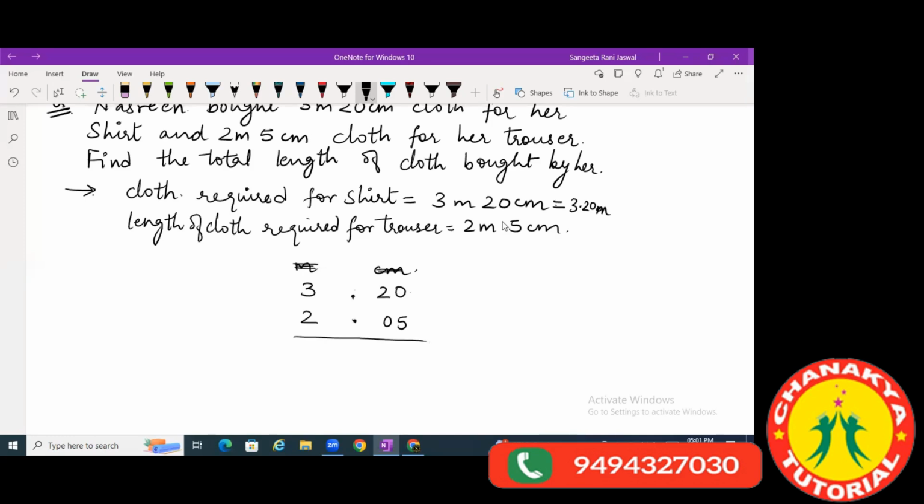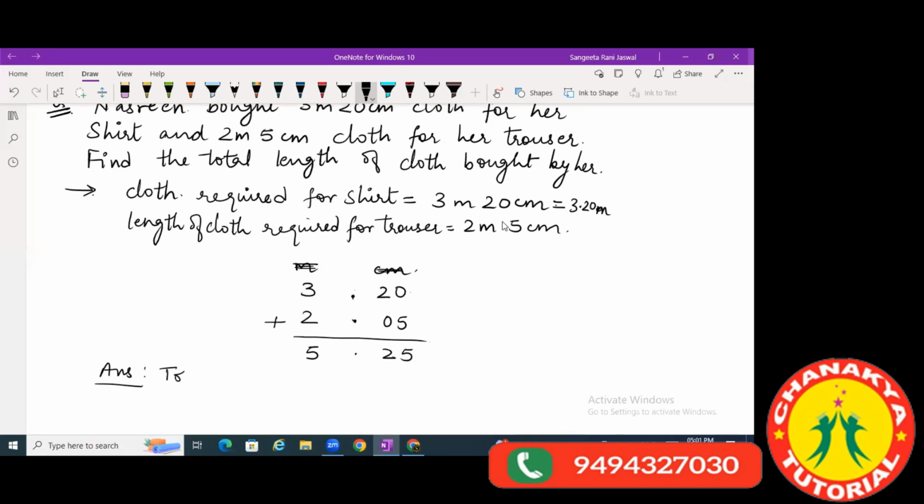Okay. Now we add them up. What do you get as the answer? Now tell, Harshit. Yes, Harshit, tell the answer now. Ma'am, the answer is 5.5 meters 25 centimeters. Very good. That's 5 meter 25 centimeters. So how will you write your answer?